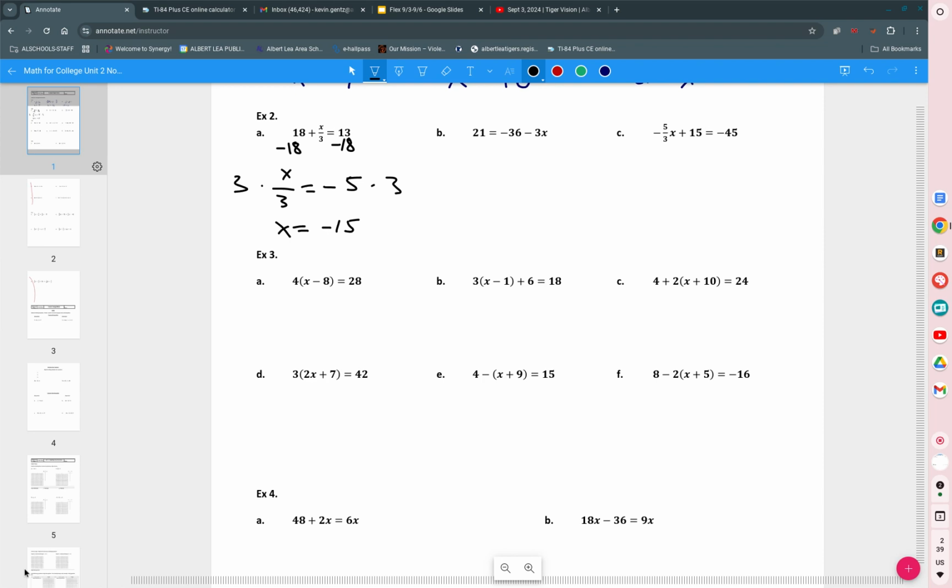Next one, the x is just on the other side. It's no big deal. You can keep the x's on the right or on the left. It's up to you. I'm going to add 36 to both sides, and I get 57 is equal to negative 3x. Divide both sides by that negative 3, and I get negative 19 is equal to x. I'd like you to try letter C on your own. See what you can come up with for letter C on your own. Go ahead.